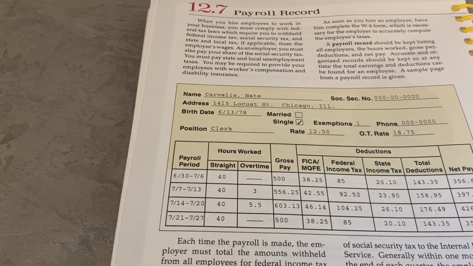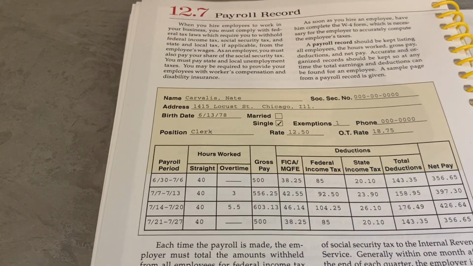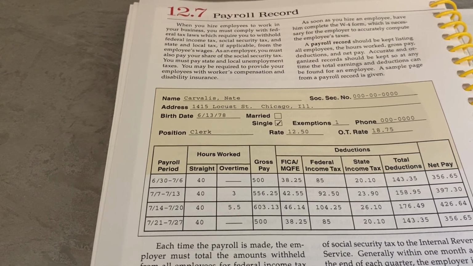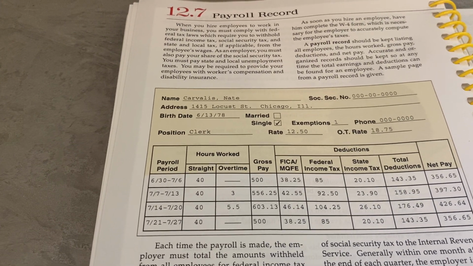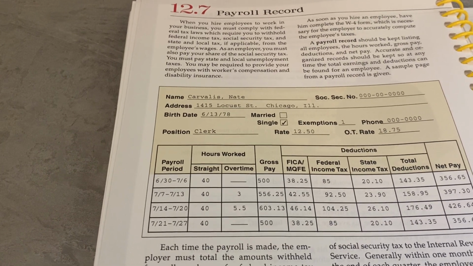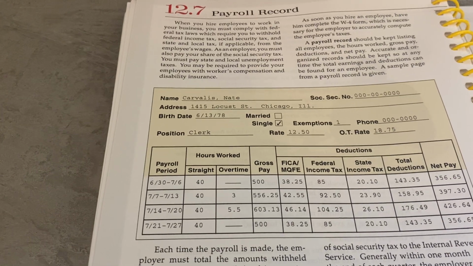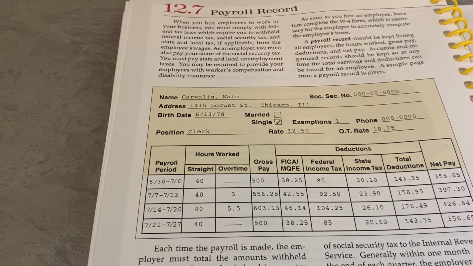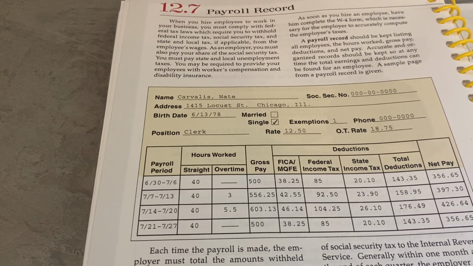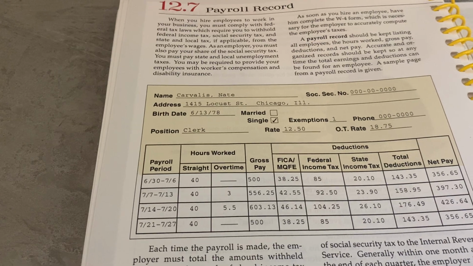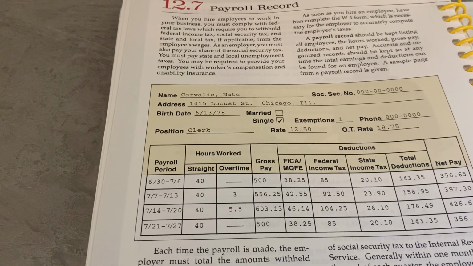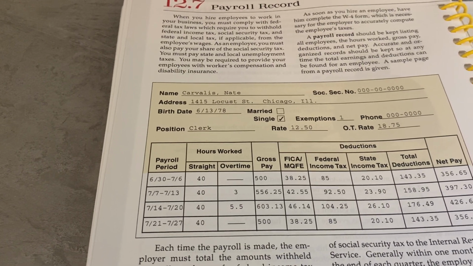When you hire an employee, they need to fill out a W-4 form, and this is necessary to compute your employees' taxes. So when you hire somebody, they fill out this form that goes to the government. And the payroll record should be kept, listing all of your employees, all of the hours they worked, their gross pay, all of the deductions, and then their net pay on each employee. This has to be very accurate and organized so that at any time you can look at the total earnings they've made throughout that year.